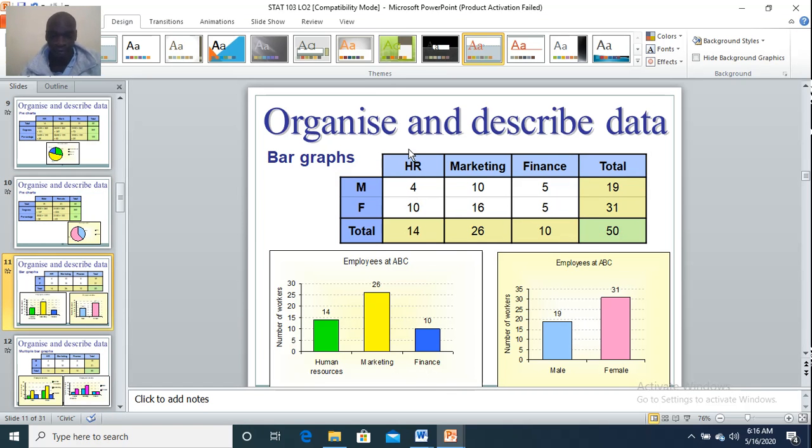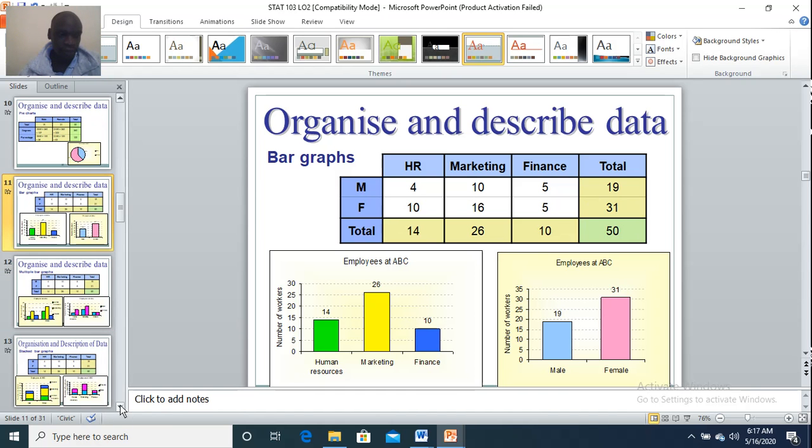How many departments do we have? There are 3. HR, marketing, finance. So how many are in HR? There are 14. How many are in marketing? There are 26. How many in finance? There are 10. This is a bar graph because there is no link. If you are in HR, you are in HR. If you are in finance, you are in finance. We may also want to know how many females. There are 31. Sorry, how many males? There are 19. So this is again a bar graph.